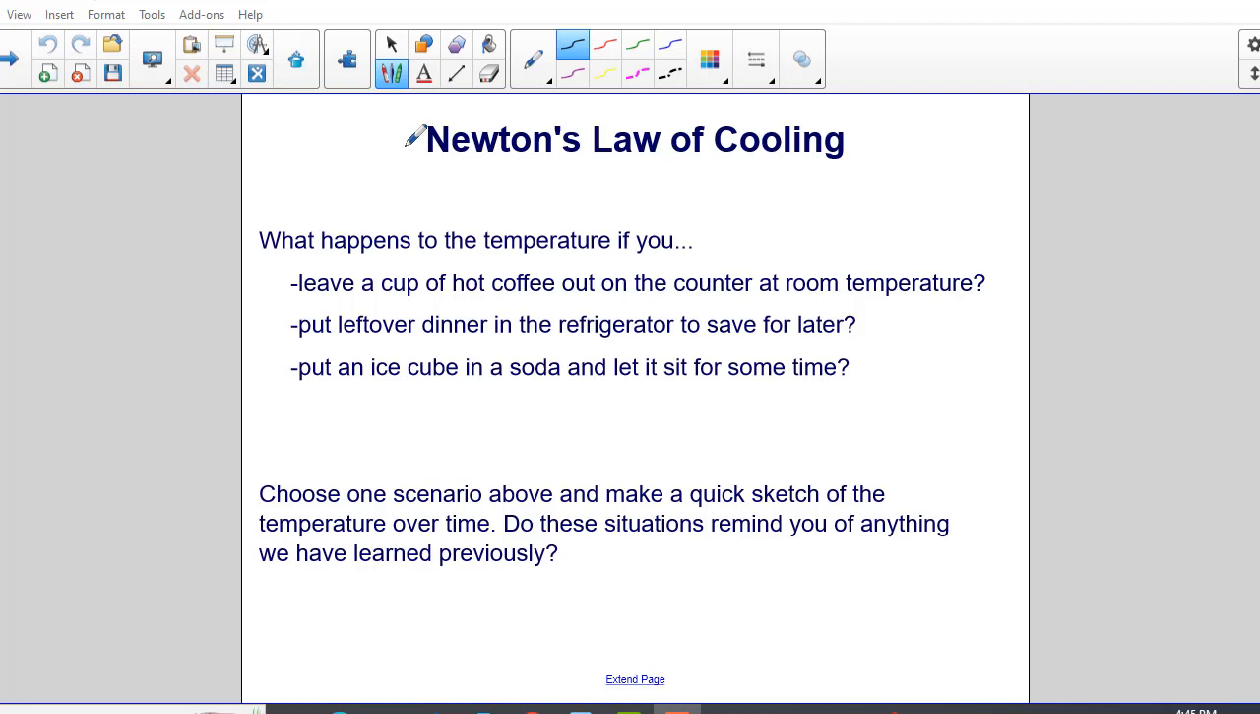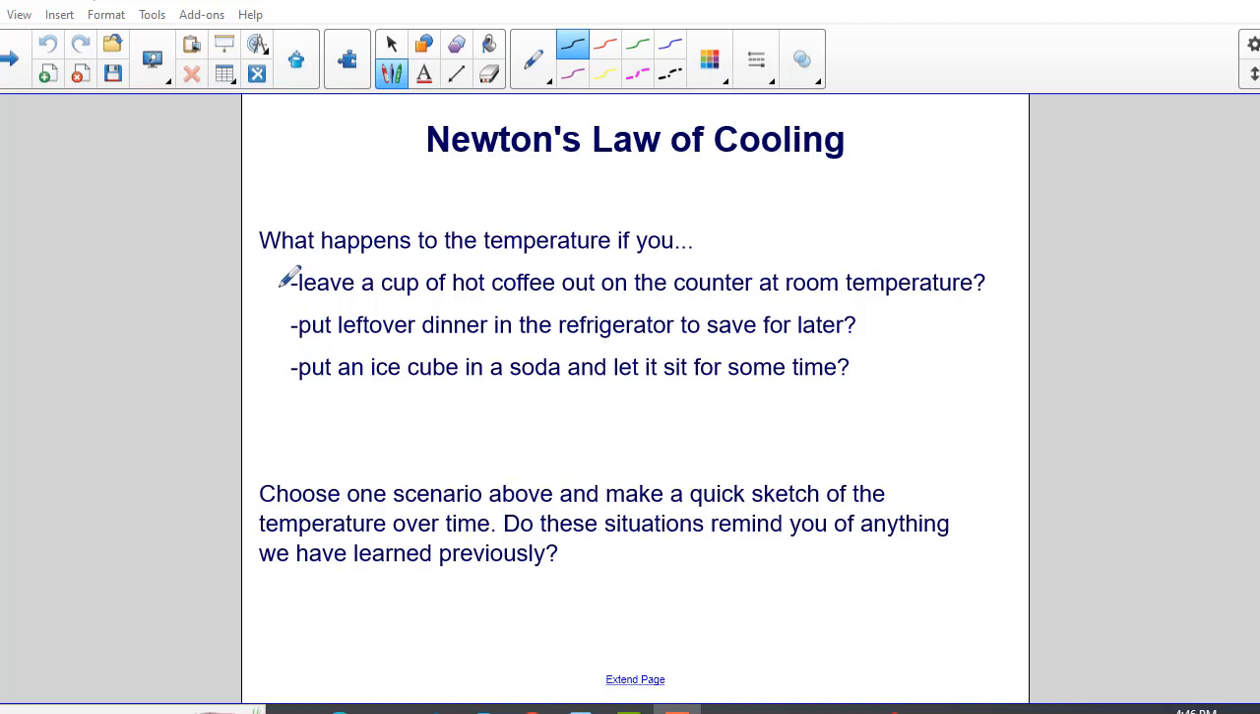Newton's law of cooling. What happens to the temperature if you, let's say, leave a cup of hot coffee out on the counter at room temperature? Perhaps put leftover dinner in a refrigerator and save it for later. If you put an ice cube in a soda and let it sit for some time. Choose one scenario above, make a quick sketch of the temperature over time, and ask yourself, do these situations remind you of anything that you have learned previously?